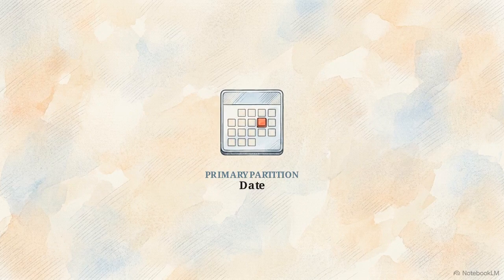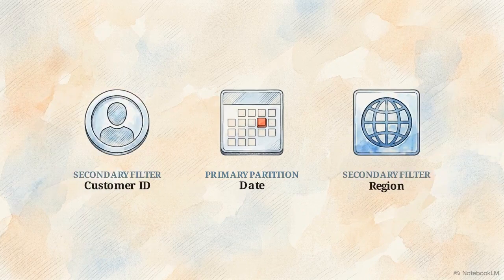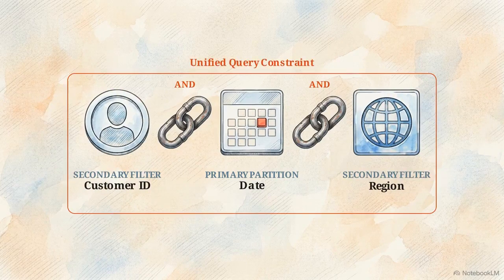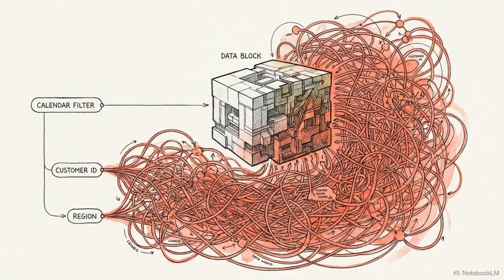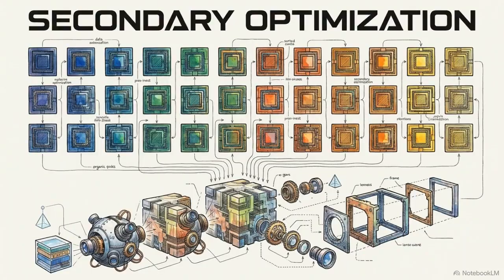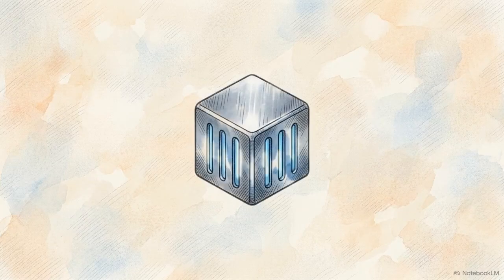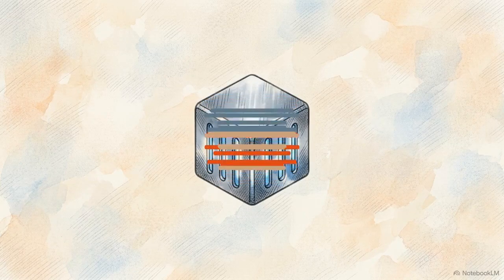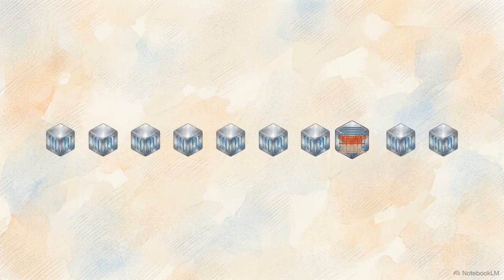Real-world queries rarely filter only by date. They typically filter by secondary dimensions like customer ID or region. Adding these secondary dimensions to the primary partition key immediately triggers the cardinality tax. The solution native to modern engines is clustering, also known as setting sort keys. Clustering physically sorts the data rows inside an already existing partition file.